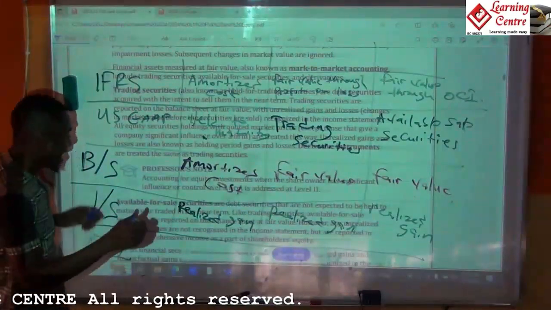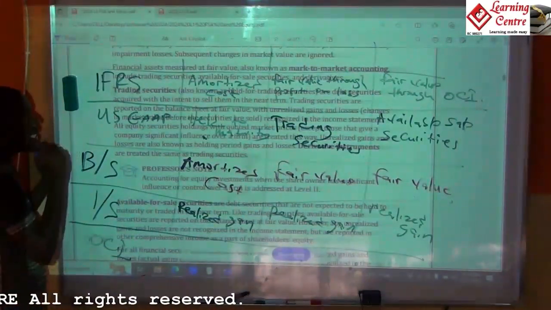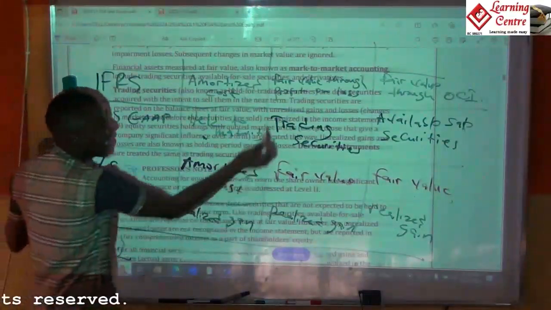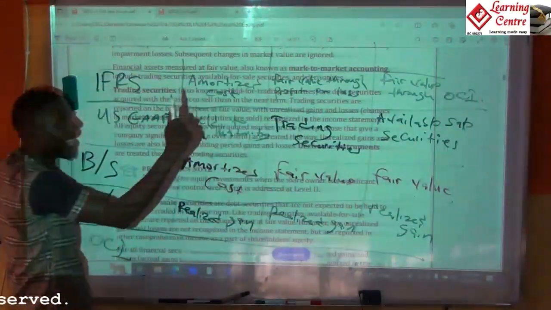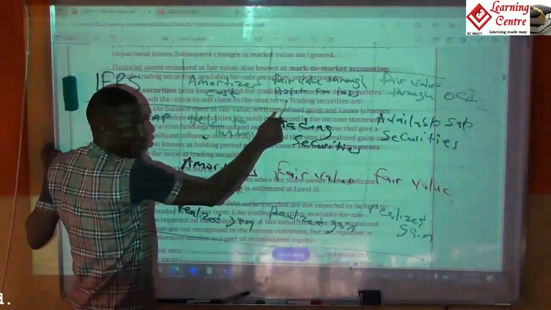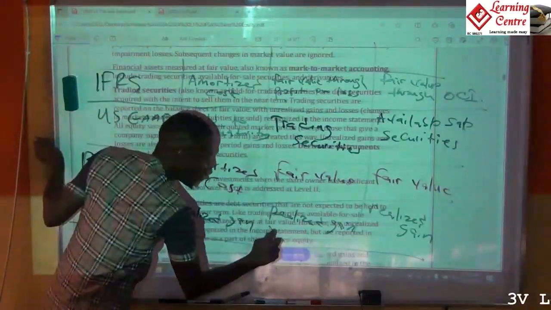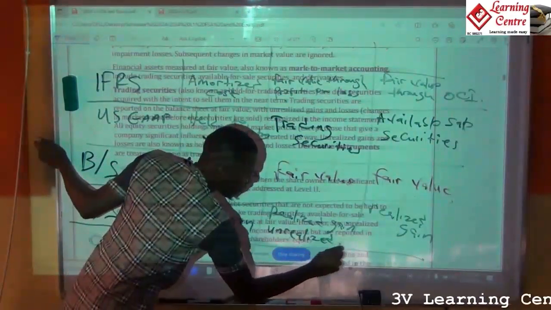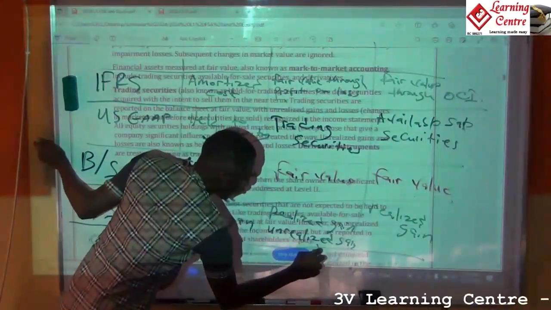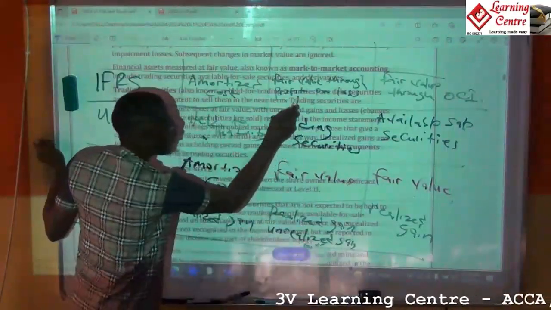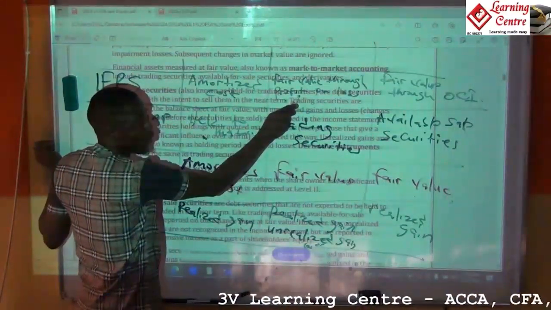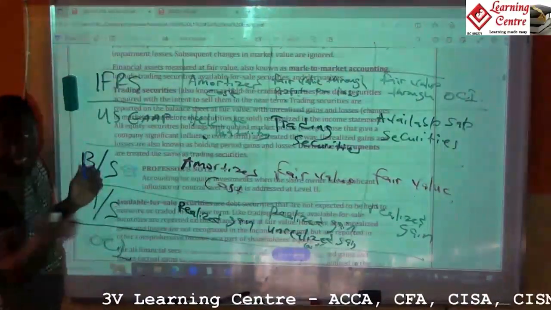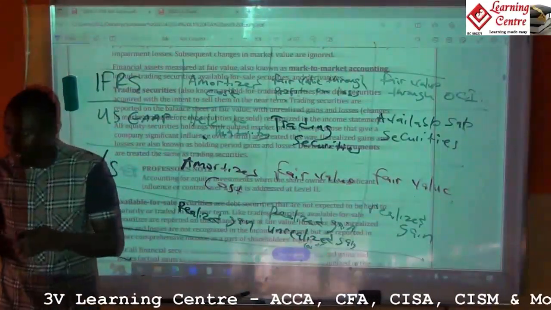Okay, so unrealized gain now. We know that there is nothing like unrealized gain for held to maturity. The next one is unrealized gain under profit or loss. Under profit or loss, unrealized gain or loss goes into your income statement. Please let's note. You can see profit or loss. Everything comes into your profit or loss. That is where it goes.